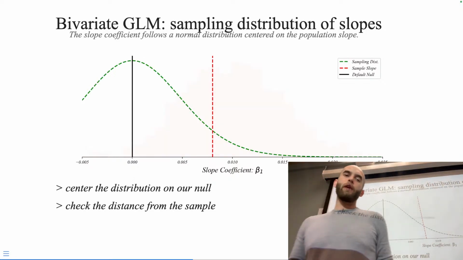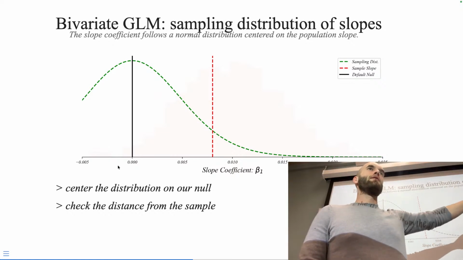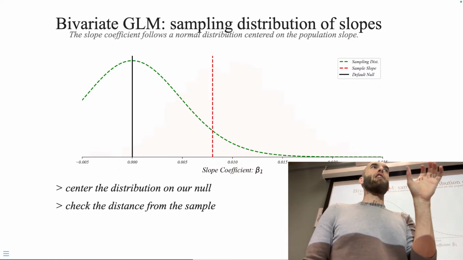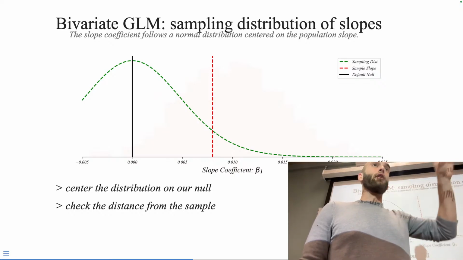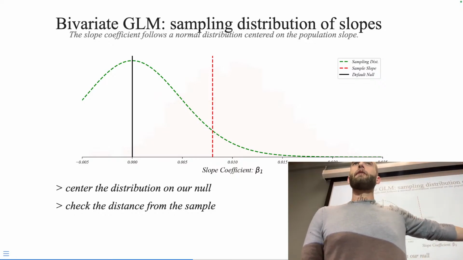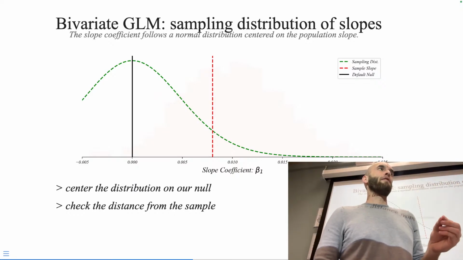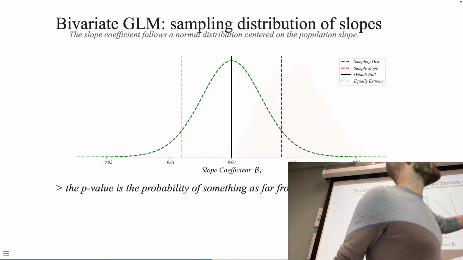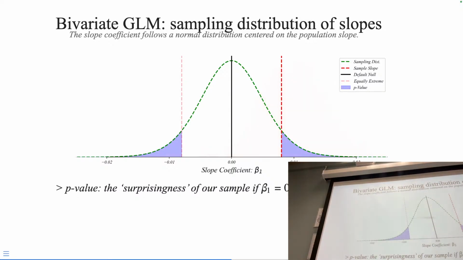And then, just like we've done a couple of times already, we center the sampling distribution on our null hypothesis. When we're dealing with relationships between variables, our default null hypothesis is 0, which is saying there is no relationship between the variables. Then we check the probability of seeing a sample slope as extreme as the one we do, which gives us the p-value.